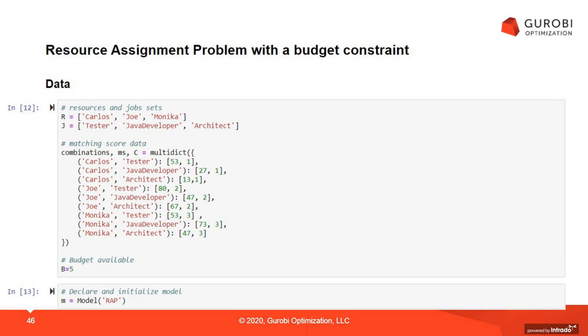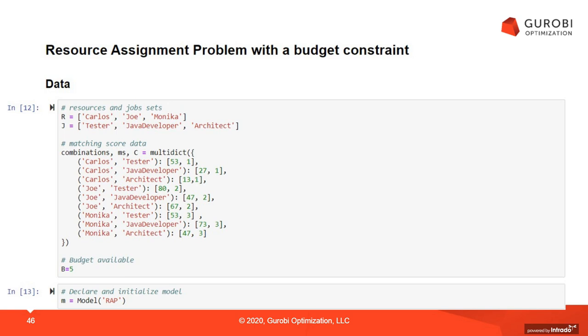So let's see how we can formulate this problem using the Gurobi Python API. Again, we will have two lists. The list R will contain the resources that we have, and the list J will contain the job positions that we have. And we are going to use the multidict function. In this multidict function, the keys are the resource and job combinations that we can have. So each combination of resource and tester, we will have here as keys. And for this dictionary, there are two values for each resource and job combination: the matching score and the cost of assignment. So for Carlos, when assigned as a tester, the matching score will be 53, and the cost of assignment will be $1,000.